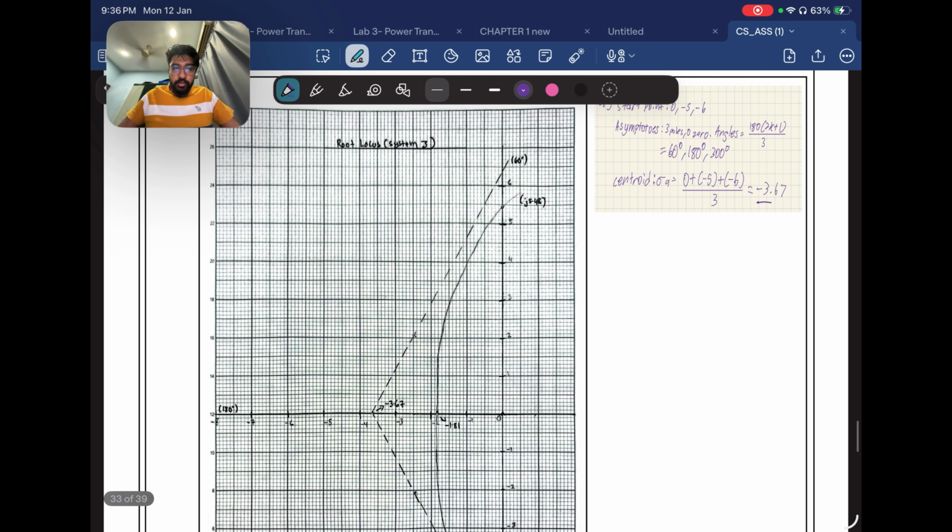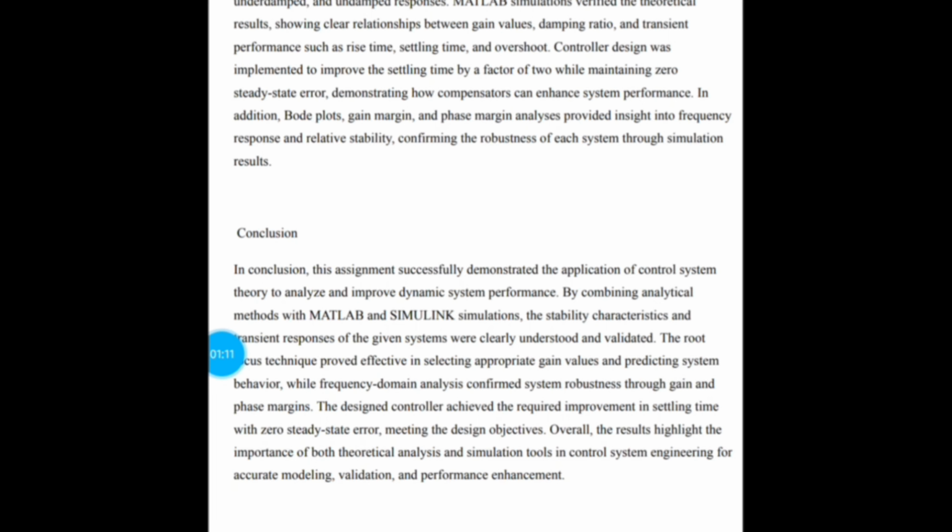Control design was implemented to improve the settling time by a factor of 2 while maintaining zero steady state error, demonstrating how compensation can enhance system performance. In addition, both gain margin and phase margin analysis provided insight into frequency response and relative stability, confirming the robustness of each system through simulation results.